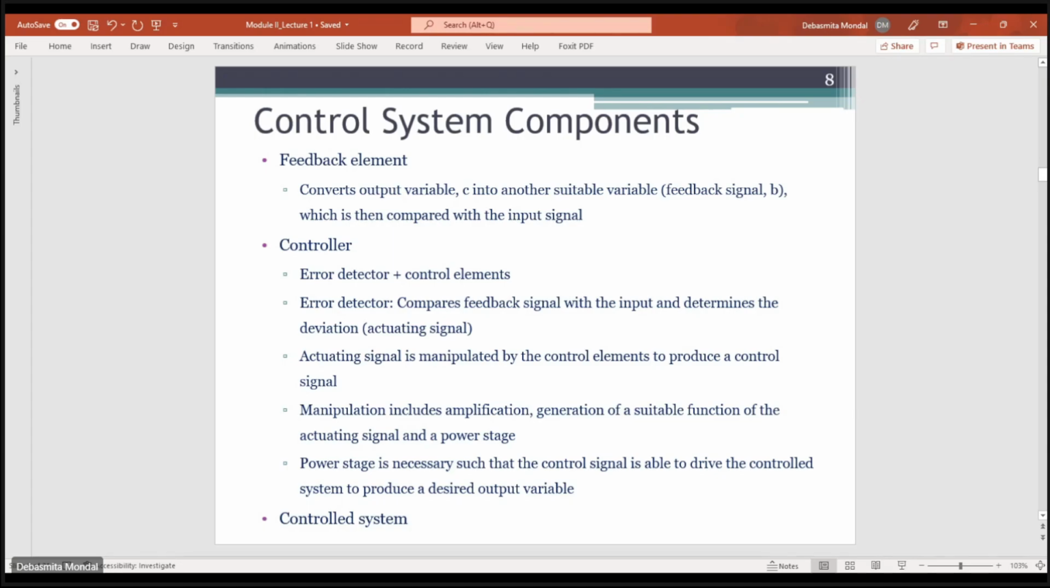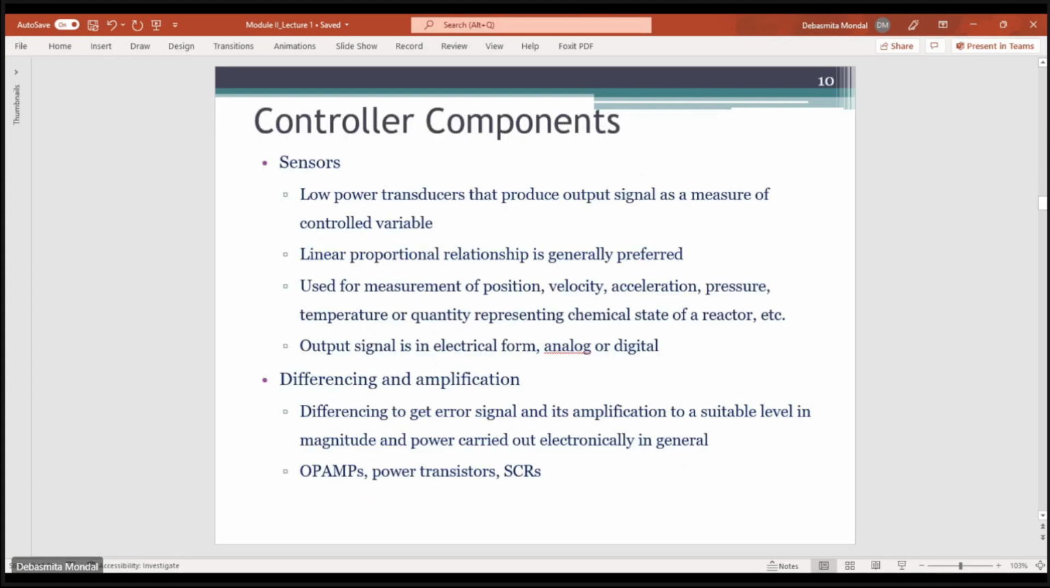In case, large power amplification can also be involved in the plant or the process which we are trying to control. Now if you look into the controller components, first of all, it will have a sensor. In the controller, these sensors are low power transducers, and they produce an output signal as a measure of the control variable.